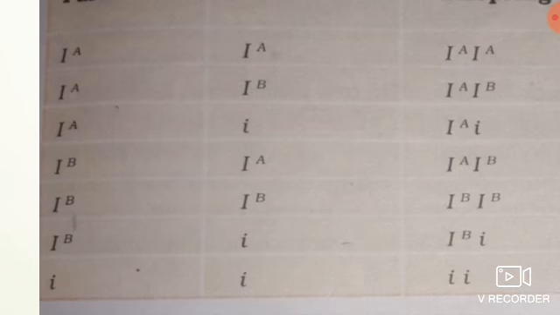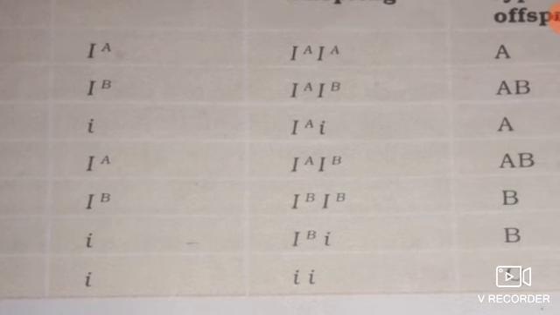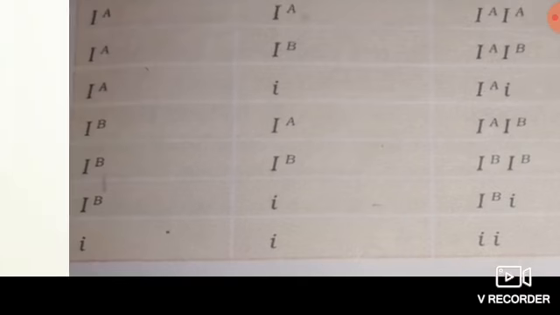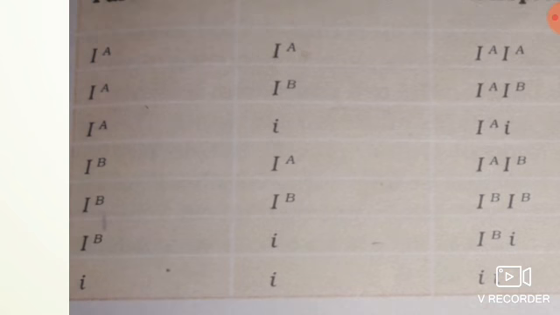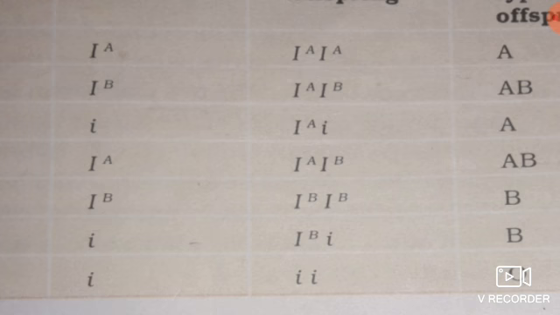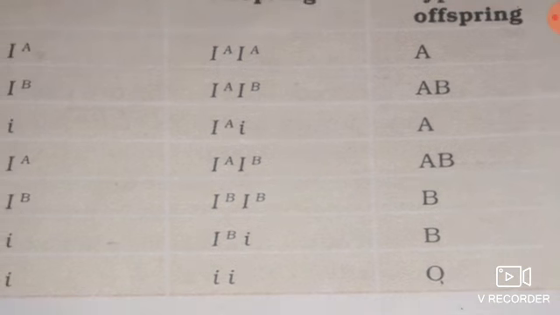And if the genotype is IA from one parent and IB from parent 2, then the genotype will be IA IB and the blood group will be AB. It is the case of codominance because A and B both express themselves, so the blood group will be AB. Then IA and small i, the genotype will be IA i. In this, only A will express itself as small i does not produce any sugar. So the blood group will be A.